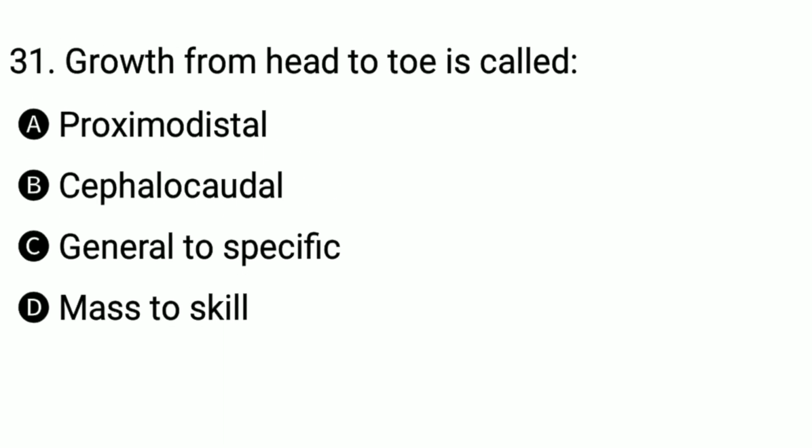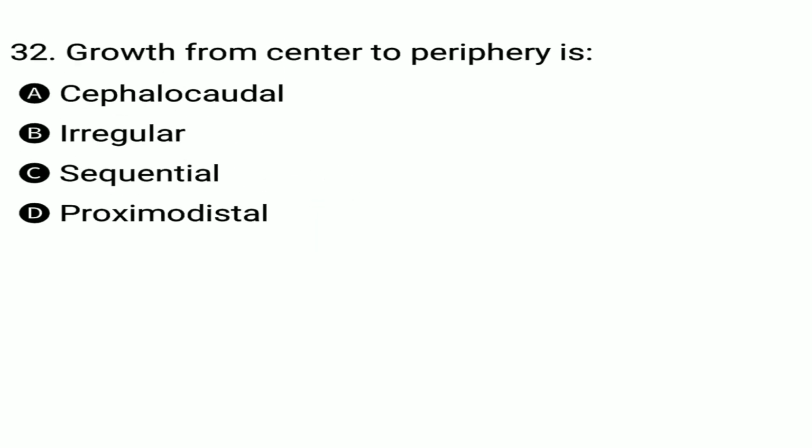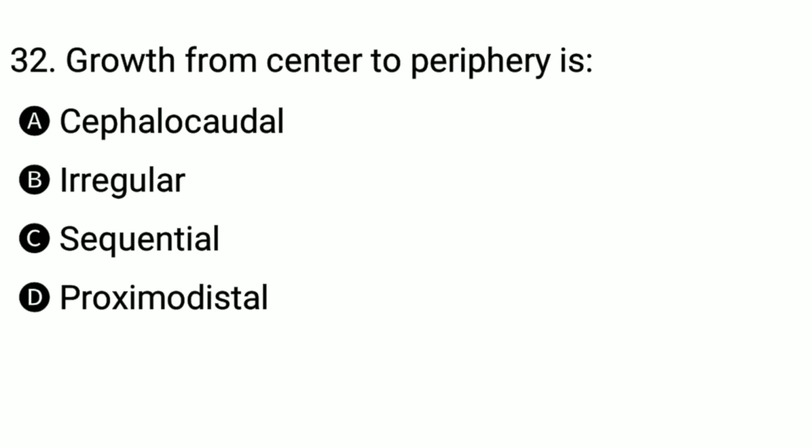Question number 31. Growth from head to toe is called? The right option is option B, cephalocaudal. Question number 32. Growth from center to periphery is? The right option is option D, proximodistal.